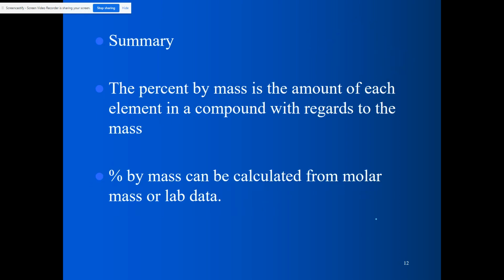In summary, the percent by mass is the amount of each element in a compound in regards to their mass. Percent by mass can be calculated from either molar mass or lab data.